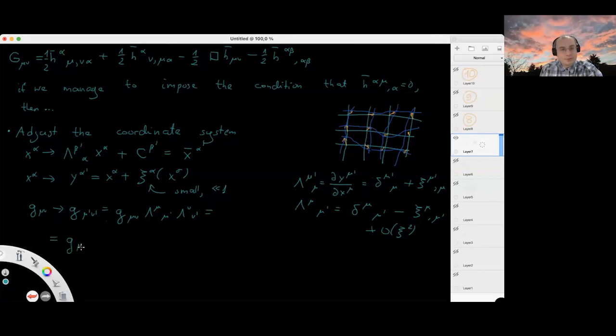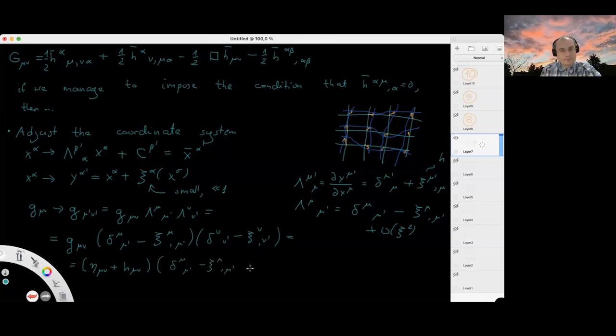So what we get is g mu nu multiplied by delta mu mu prime minus xi mu mu prime, delta mu nu prime minus xi nu nu prime. Xi is of the order of h, it's very important. Now we have to use the expression for h, for g. Okay, we multiply and expand.